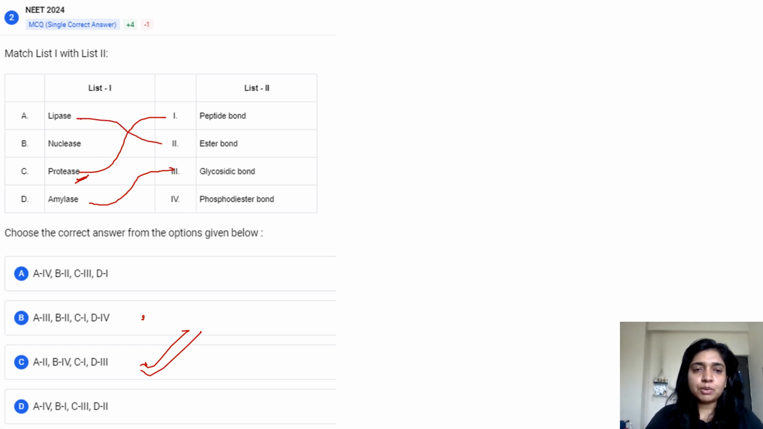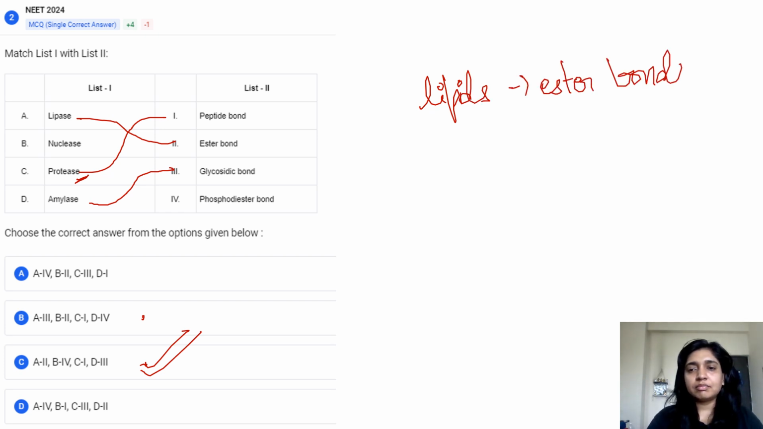Lipase will go with ester bond, because lipids have ester bonds and lipase breaks down the lipids. And nuclease finally will break the phosphodiester bond that is present in your nucleic acids like DNA and RNA. Alright, let's move ahead.